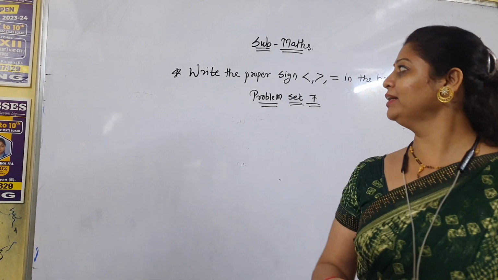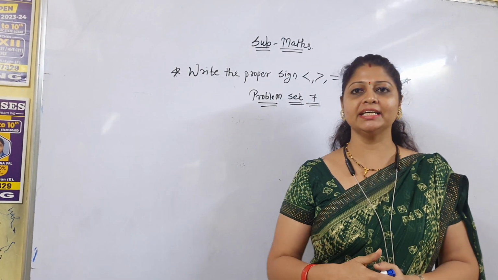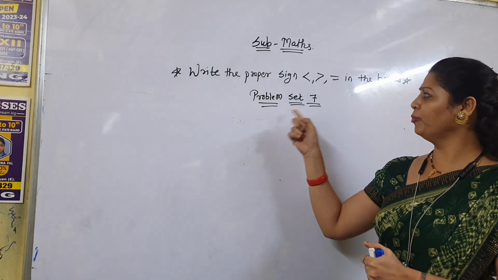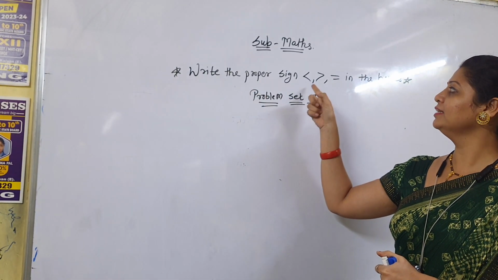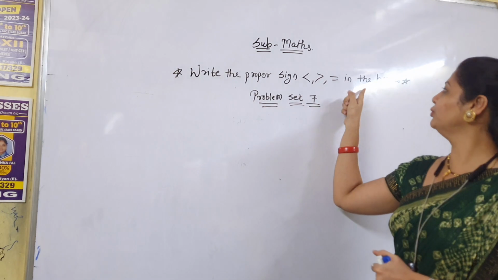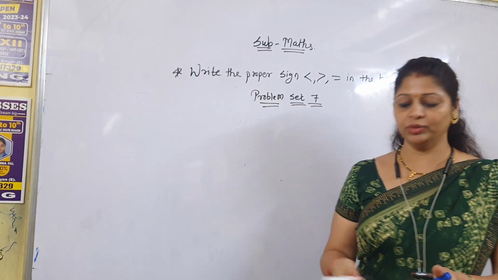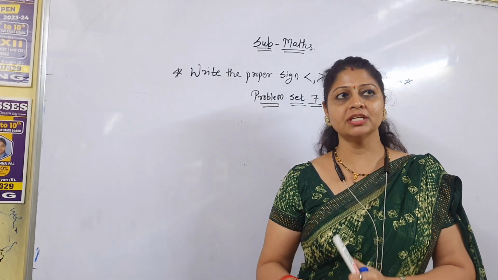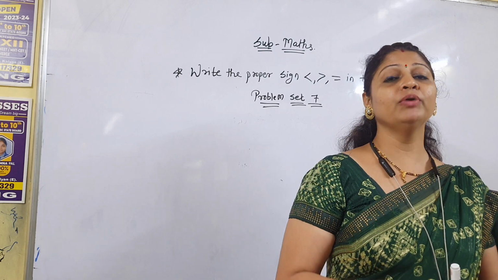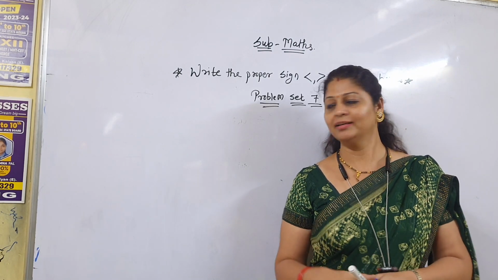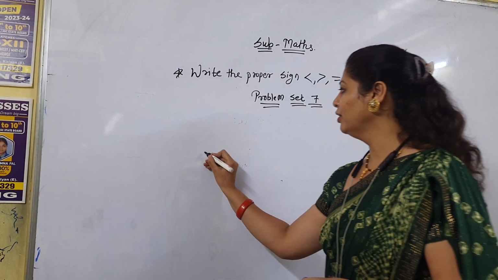One more important topic which is related to integers, and the question is from problem set 7: write the proper sign less than, greater than or equal to in the proper boxes. Okay, so children, when we solve such a type of question, we have to take the help of a number line. Now I am drawing one number line on the board.